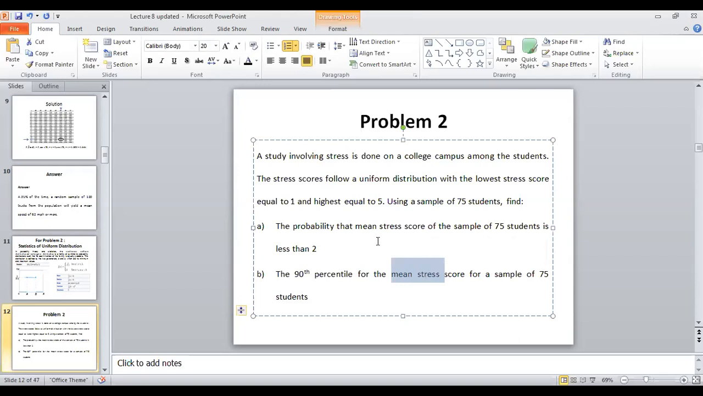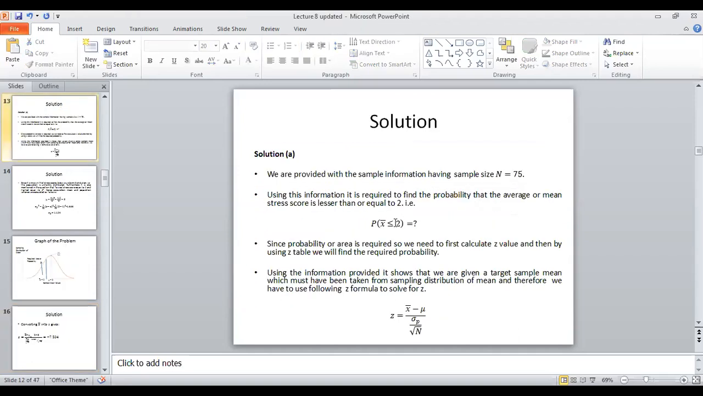Okay, and over here in part A as well, you have to find the probability that the mean stress score is less than something. So again, the word mean is a keyword over here, which will tell us which Z formulation we have to use. Now we are provided with the sampling information with a sample size of n equals 75. Using this information, it is required to find the probability that the average or mean stress score is less than or equal to 2, that is, the probability of x bar less than or equal to 2. Since probability or area is required, we need to first calculate the z value, and then by using the z table, we can find the required probability.